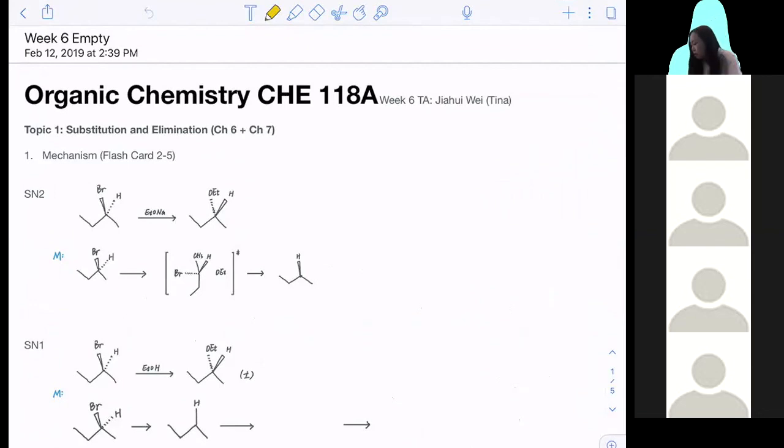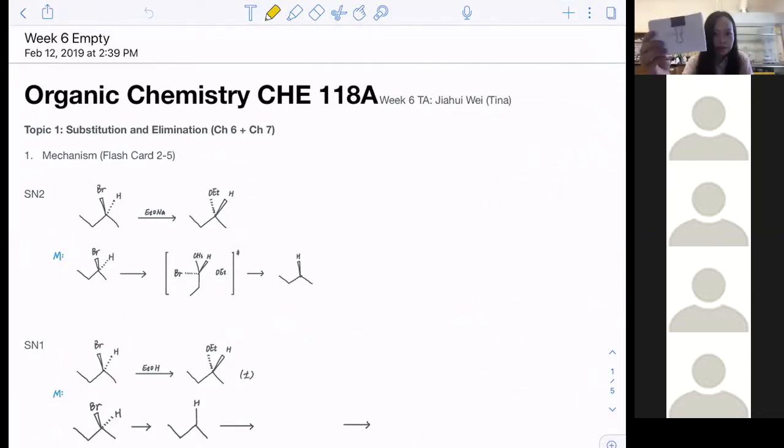I think I still have them here. So this is the mechanism flashcard that I was using when I was in 118. I didn't know this method until 118B. I'm just showing several of my flashcards here. On each flashcard, there's a reaction and there's a mechanism. Some of the mechanisms are very complicated, so I cannot finish them in one page. For each reaction, I'm doing this, so I would recommend you guys start doing that.